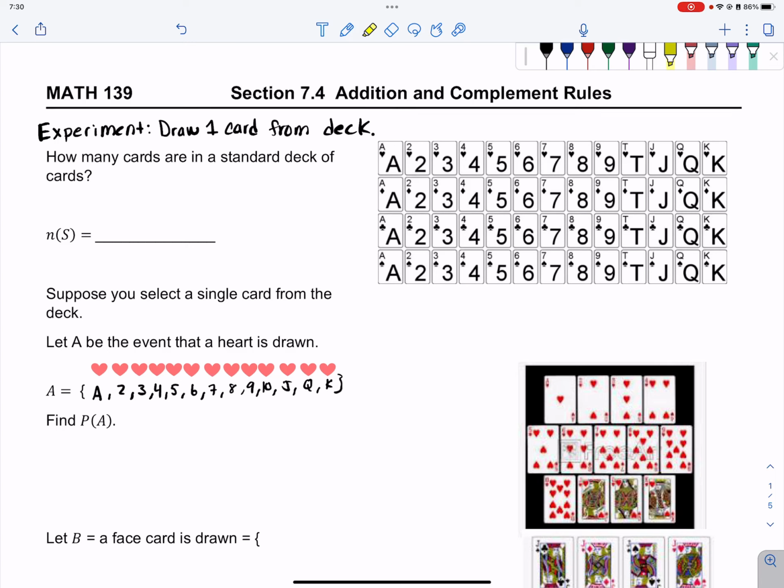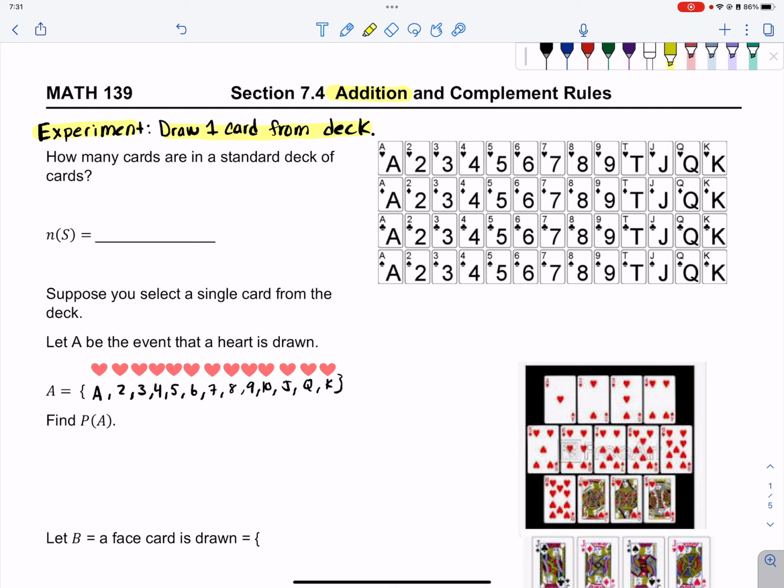In 7.4, we're going to be working through the addition and complement rules with probability. In this video, we're first going to focus on the addition rule. So to start this, we are going to need to set up an experiment here and some different events from that experiment. In this video, we're going to do all of our examples with a deck of cards. So our experiment is to draw one card from the deck.